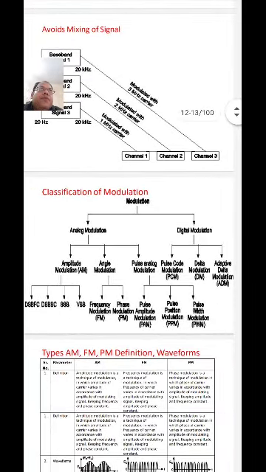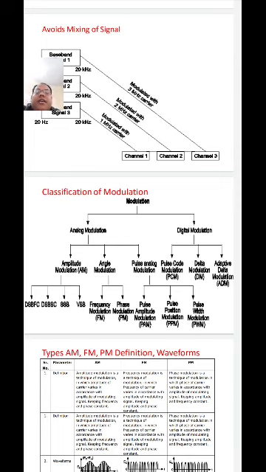We already saw that modulation is of two types: analog modulation and digital modulation. In analog modulation, there are amplitude modulation, angle modulation, and pulse analog modulation. In digital modulation there are pulse code modulation, delta modulation, and adaptive delta modulation. So first we see analog modulation, in which amplitude modulation comes first.